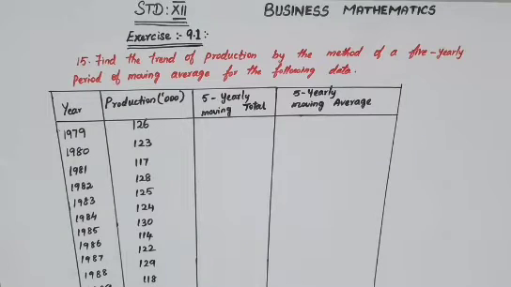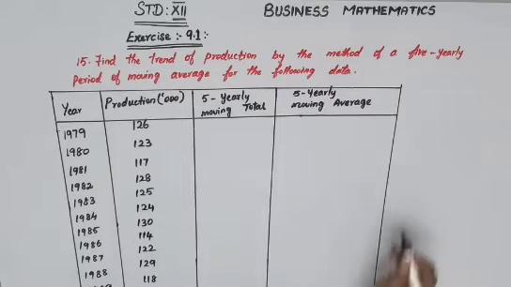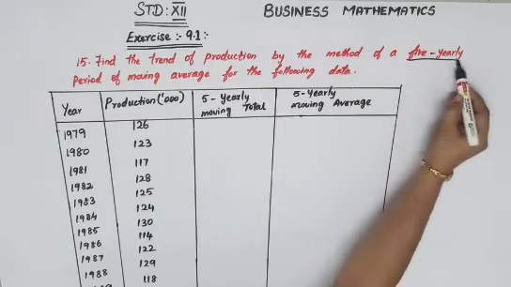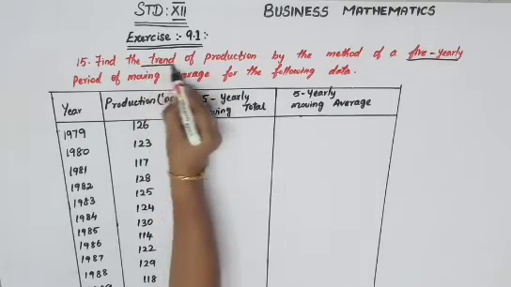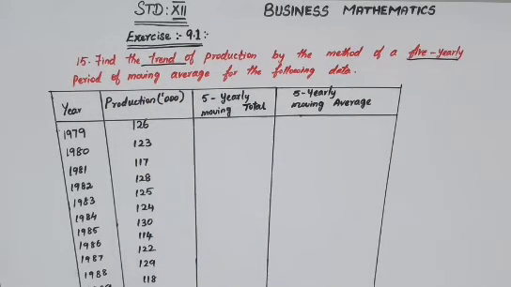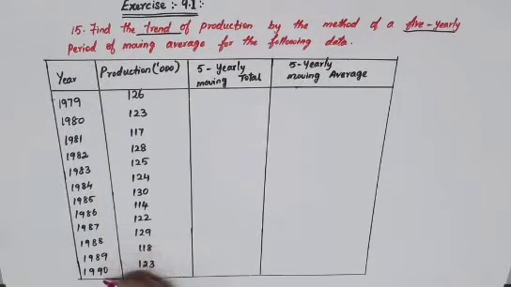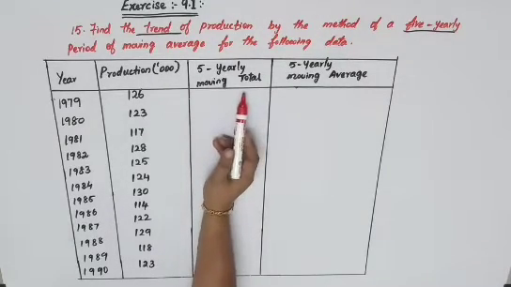15th question: find the trend of production by the method of 5-yearly period of moving average for the following data. The previous sum was for 3 yearly moving average. Now the keyword here is 5 yearly moving average, and you'll have to find your trend. 5 yearly moving average means you'll have to add 5 numbers, then divide by 5 to get your 5 yearly moving average. The years and the production are given, so 5 yearly moving total we'll have to find.